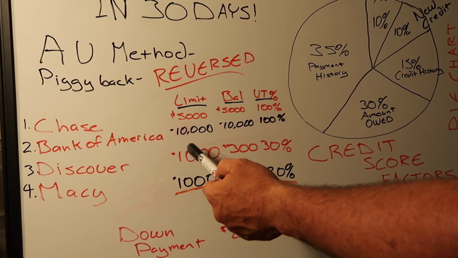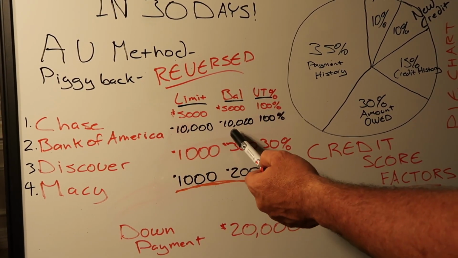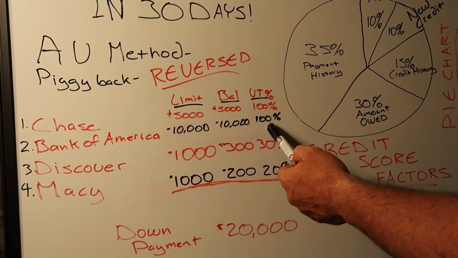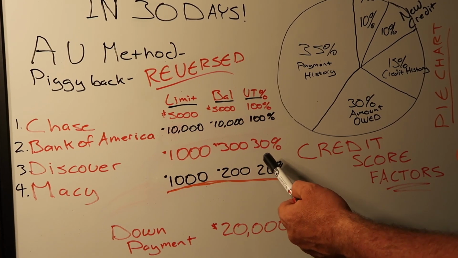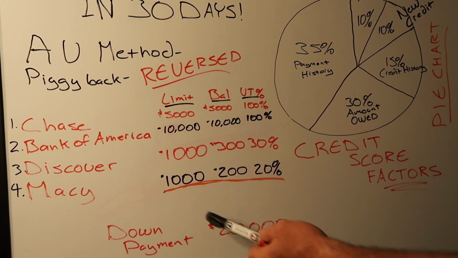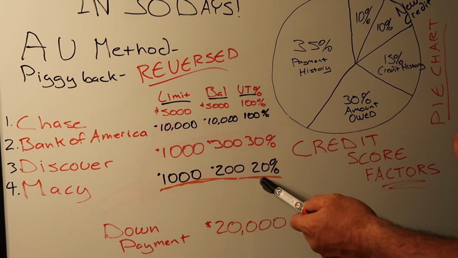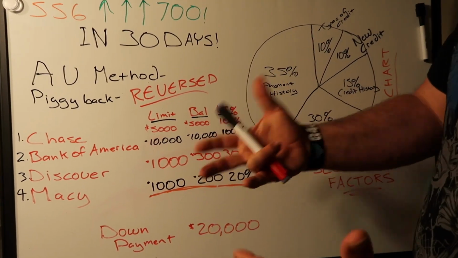A Bank of America card, she had a limit of $10,000. She was using $10,000, 100% utilization. Discover was $1,000. She was using $300, 30% utilization. Macy's card, $1,000 limit, was using $200. That's a 20% utilization. They're wanting to get a house.